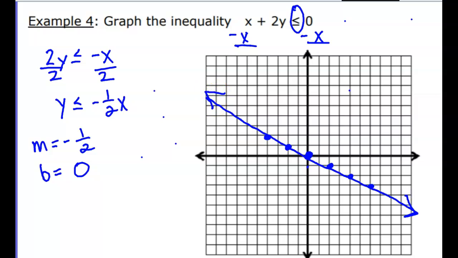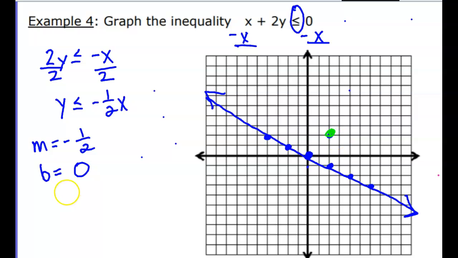Now I've got to decide which side to shade. But if you notice, 0, 0 is right on the line, so I can't use that as a test point. So maybe I use the point, let's say 2, 2. Maybe I check this side right here at 2, 2. And it doesn't matter what point you pick. It can be anything. So we'll use 2, 2.